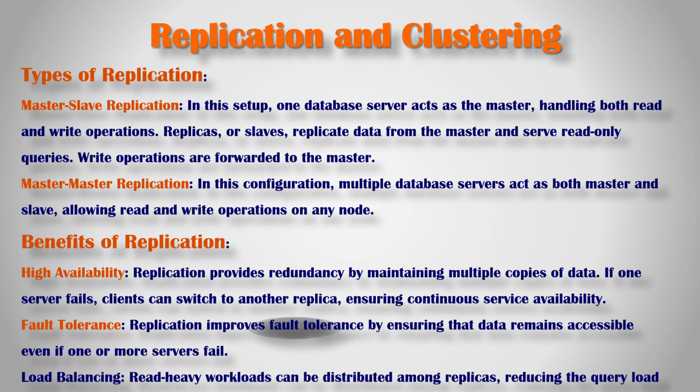Types of replication. Master-slave replication. In this setup, one database server acts as the master, handling both read and write operations. Replicas, or slaves, replicate data from the master and serve read-only queries. Write operations are forwarded to the master.